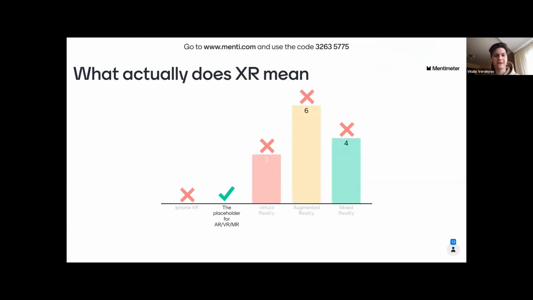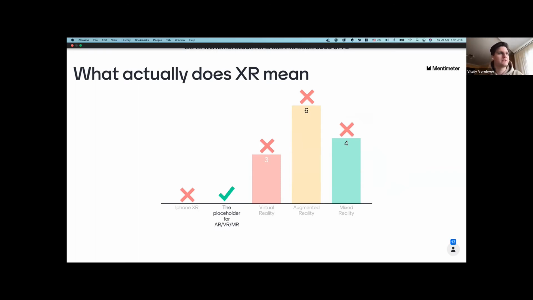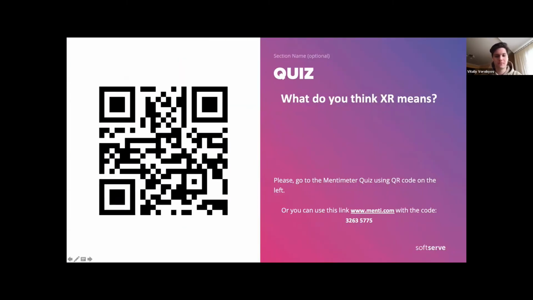Okay, so we actually have some interesting results. A lot of people said that XR can be a virtual reality. Some of them said that it is an augmented reality, and some of them picked that it is a mixed reality. But actually, the right answer was that it is a placeholder name for all of those three technologies, for augmented reality, virtual reality, and mixed reality. So let's proceed back to our presentation.